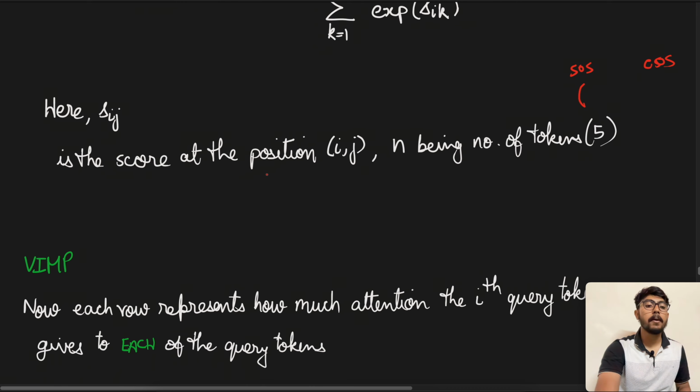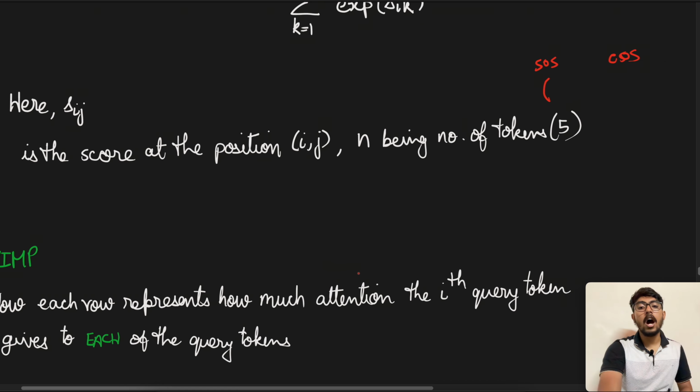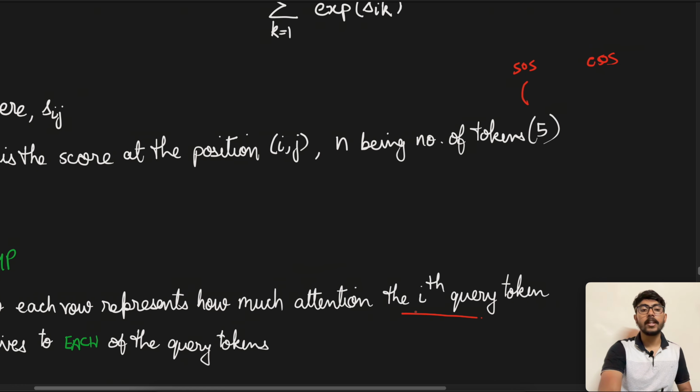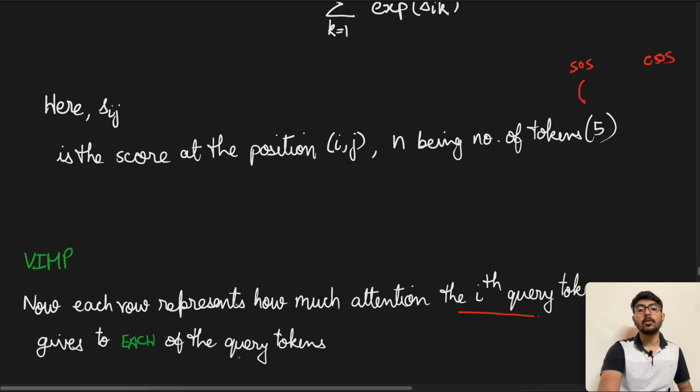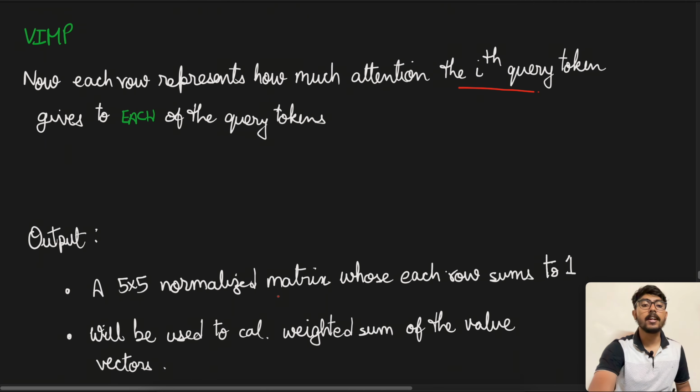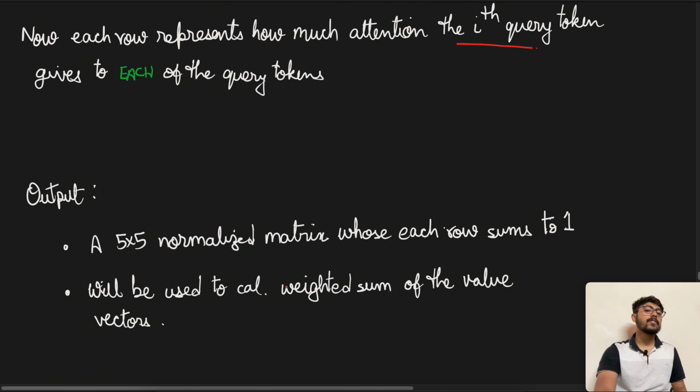Next, a very important observation: each row after this calculation represents how much attention the ith query token gives to each of the tokens. Before it was a query token to its respective key token, but now it's changed to the ith query token to all the tokens. So what we get here as the output is a 5 cross 5 normalized matrix whose each row sums up to 1, because we have applied softmax, and this will be used to calculate the weighted sum of the value vectors, which we will see below.